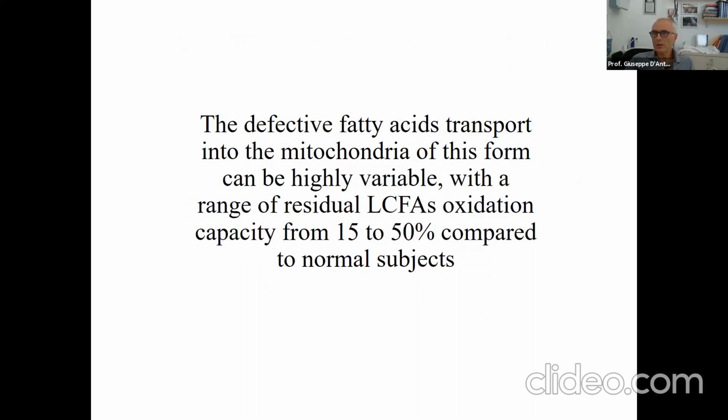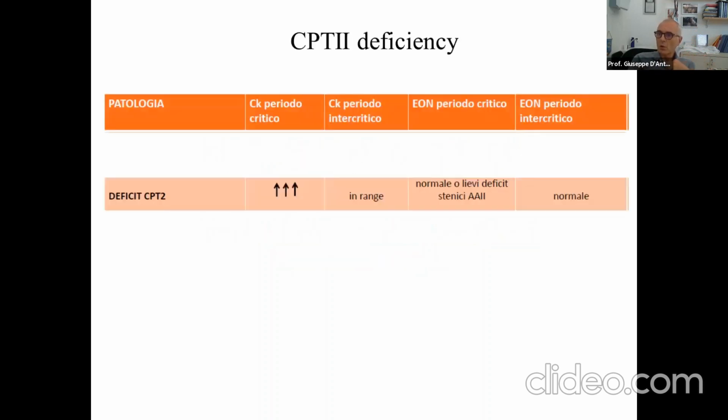Notwithstanding the inherited disorder, the defective fatty acid transportation into the mitochondria regards only a part of the bulk of long-chain fatty acid available, and the reduction is about 15 to 50% compared to normal values. So a certain degree of fatty acid oxidation still occurs. From a clinical point of view, it's very interesting that in the intercritical period, the CK in the blood is normal in these patients, whereas in the critical period, we can see an abrupt increase in CK in the blood.